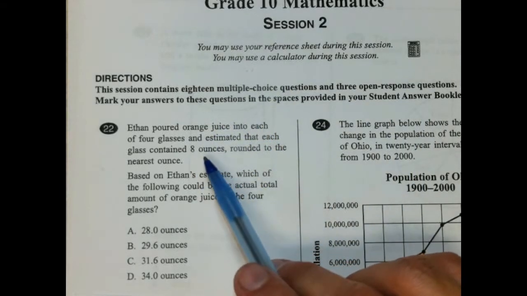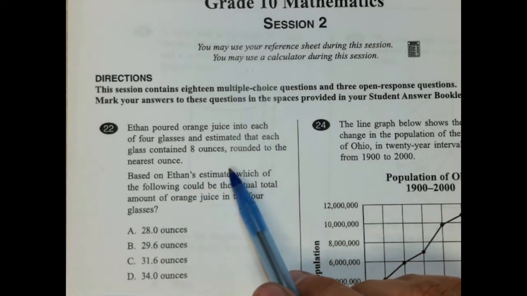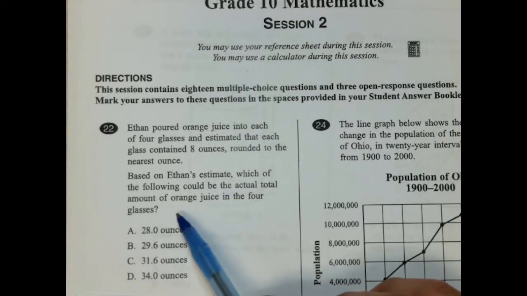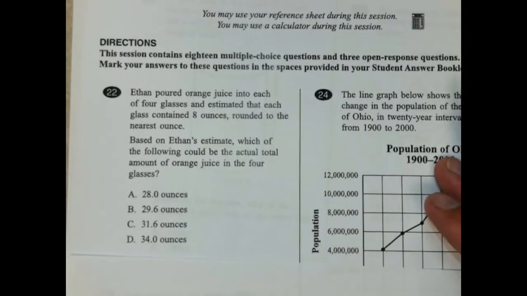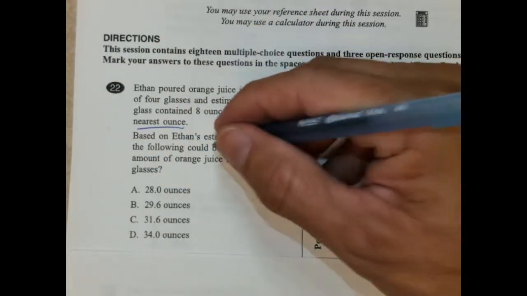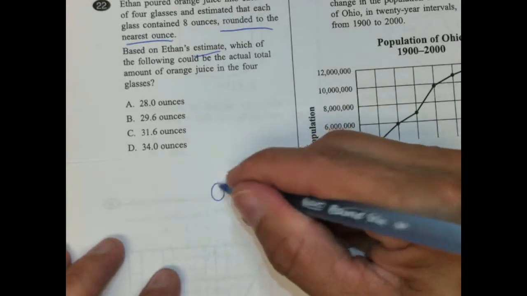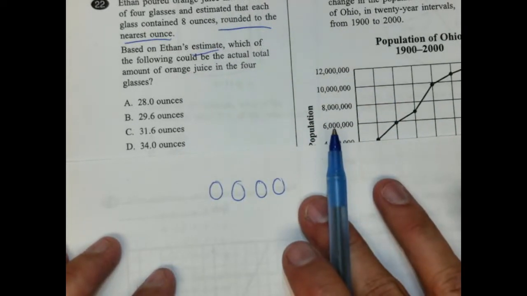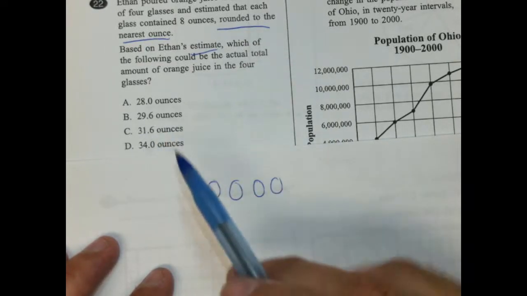Ethan poured orange juice into each of 4 glasses and estimated that each glass contained 8 ounces, rounded to the nearest ounce. Based on Ethan's estimate, which of the following could be the actual total amount of orange juice in the 4 glasses? And we're given 4 different values here. So some key words here: rounded to the nearest ounce, and estimate. So this is really asking us if we can take 4 glasses, and we know they each round to 8 ounces, right? Each one. What could the total possibly be?